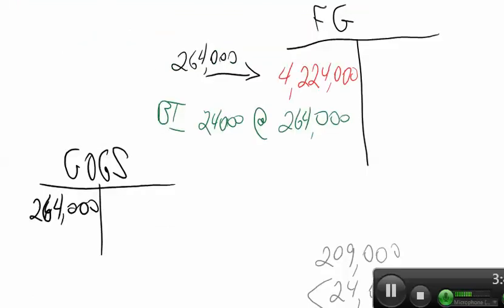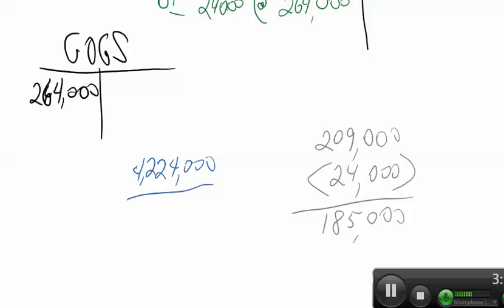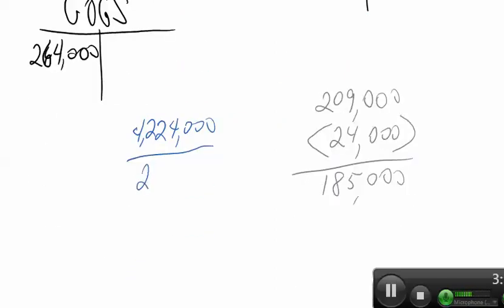If I take the cost of $4,224,000, and I'm going to divide that by 264,000, that's going to give me the cost of each unit. And I get $16 per unit. So I can now finalize my calculation and say that of the 185,000, the cost of those are going to be $16 per unit.